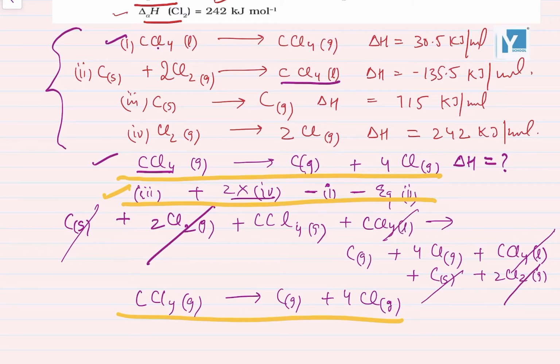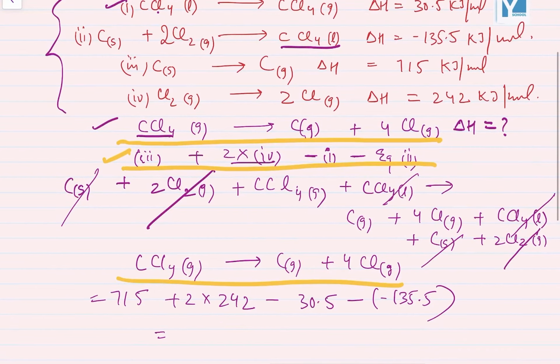So in the third equation the enthalpy given is 715, then plus 2 into the fourth equation, 242, minus the first equation, 30.5, minus the second equation, which is -135.5. Right? So on solving you will get 1304 kilojoule per mole, right? So this is your enthalpy for this equation, which was asked. We get one answer.